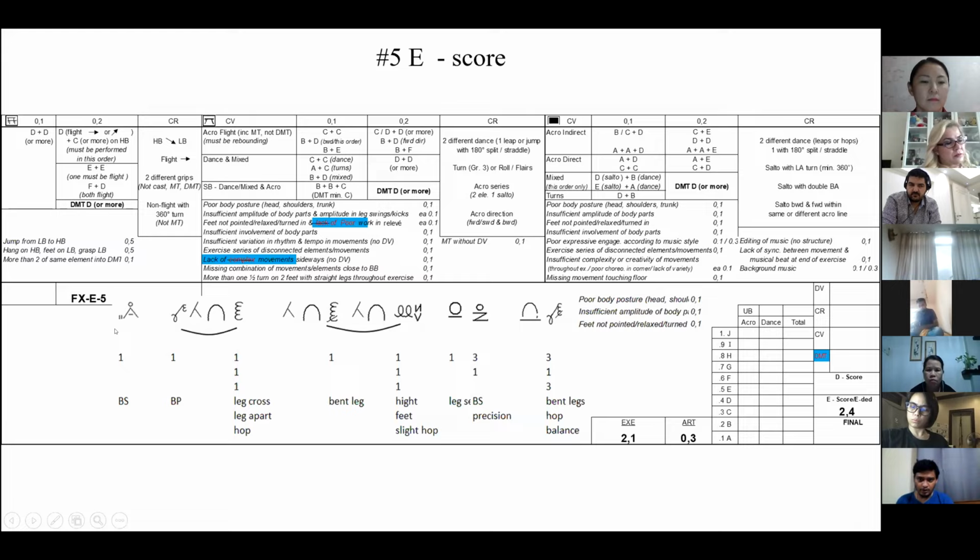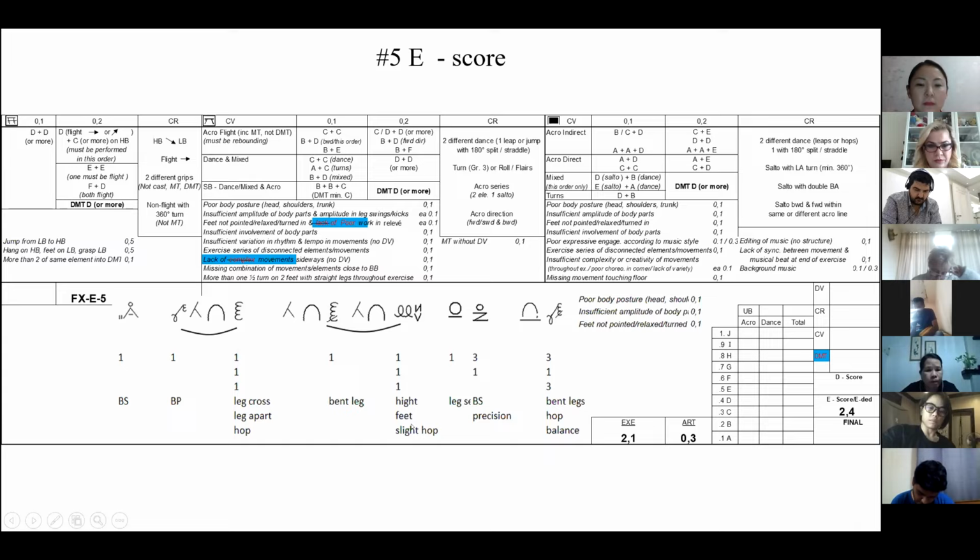Side split jump with full turn, only one for body shape. First acro line, one for body posture, one for leg cross, leg apart and hop. Second acro line, one for bent leg, double tuck, double pike, sorry. One for height, one for feet, and slight hop.